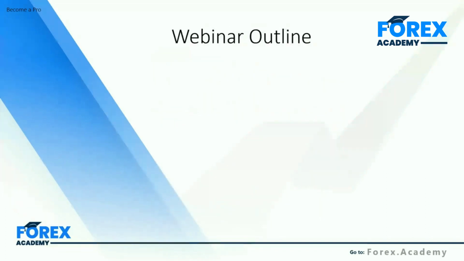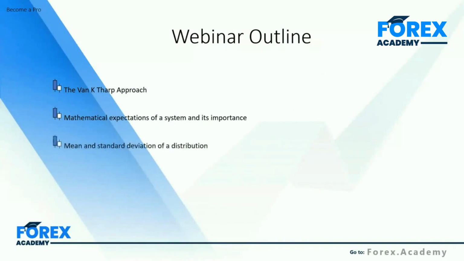Let's look at today's particular webinar outline. We'll be discussing in detail the Van K. Tharp approach, mathematical expectations of a system and its importance, the mean and standard deviation of a distribution. So if you're looking to trade with technical indicators using perhaps statistical inference, you're going to need to know that there is an average or mean level of trading activity within each financial asset you'd like to trade. And deviations from that mean can be quite significant in terms of applying technical analysis or trading strategy.